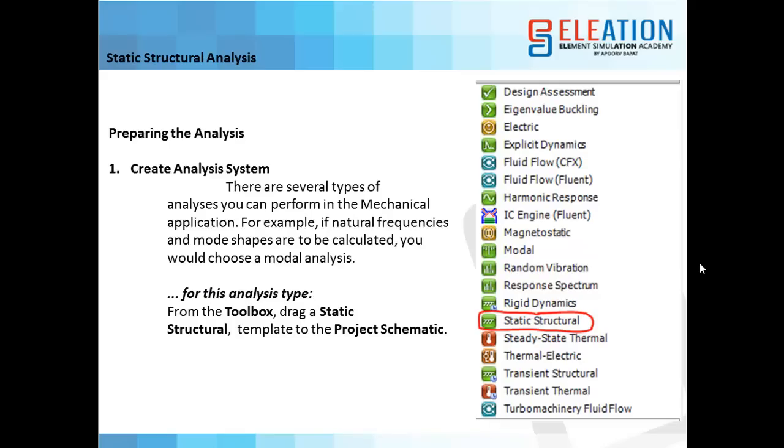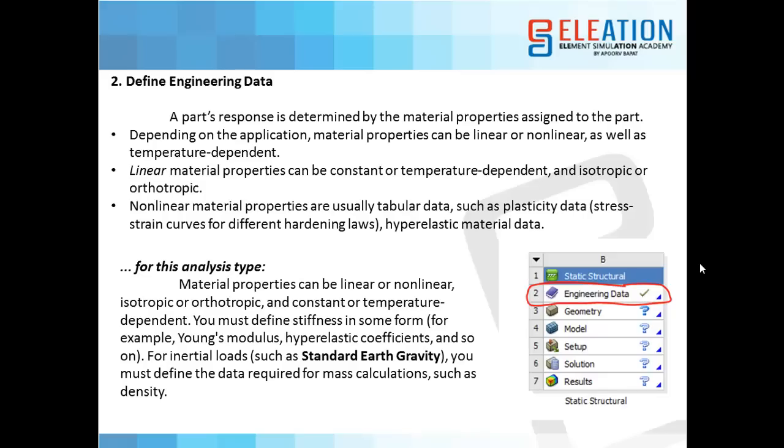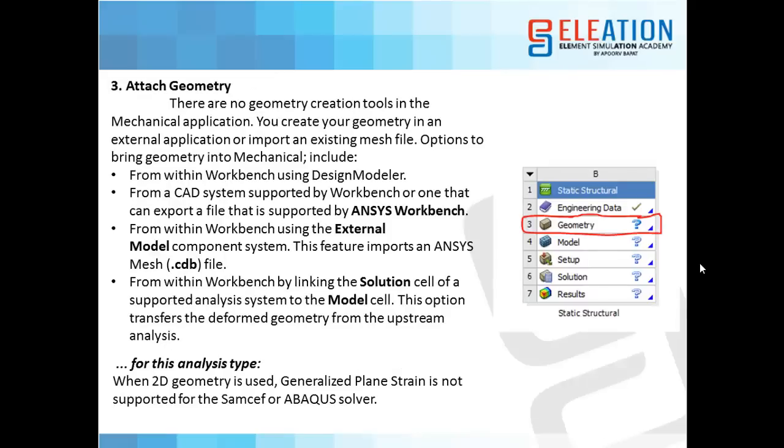So we will start with the procedure which you can follow to perform the static structural analysis using ANSYS Workbench 17.0. The first thing is we have to select a static structural load case in ANSYS Workbench 17.0. Then we define the engineering data, where we define the material, in which we specify the different material properties like E, nu, rho. Then we move to importing the geometry.